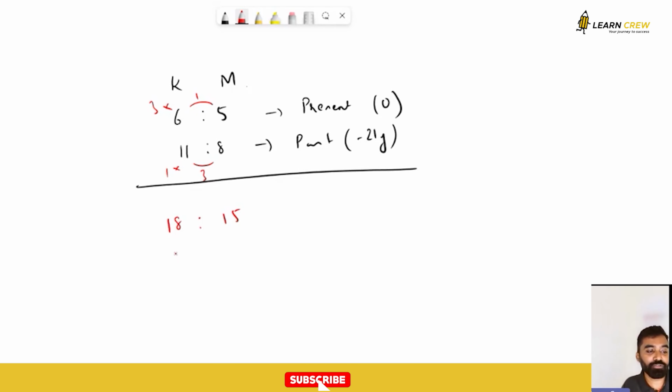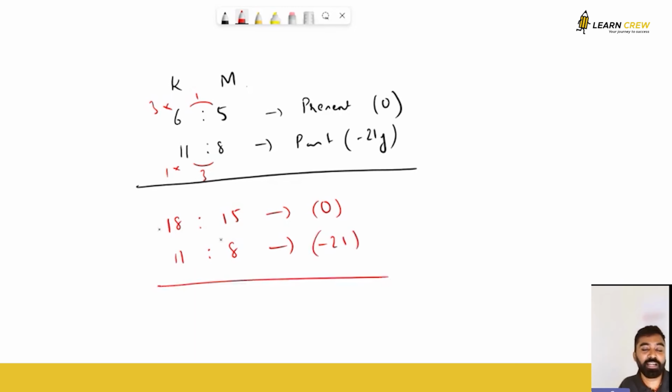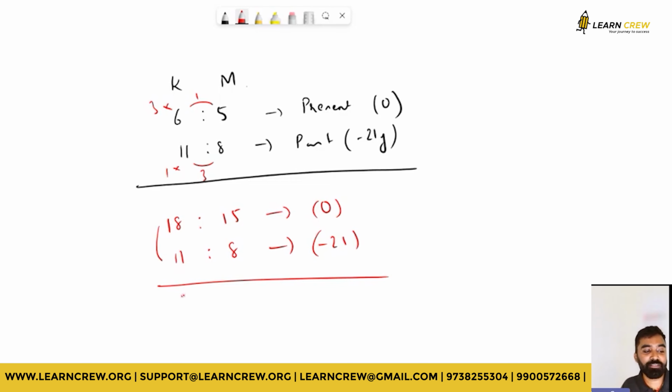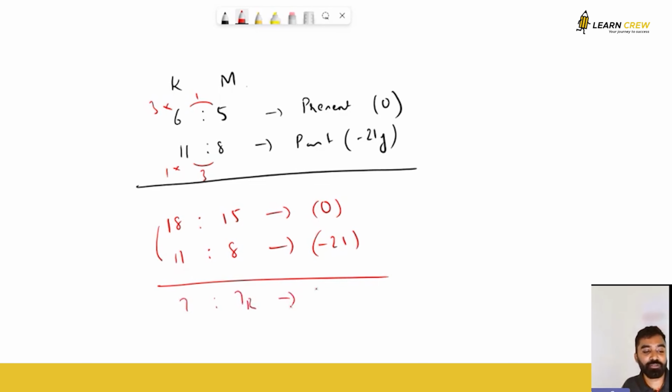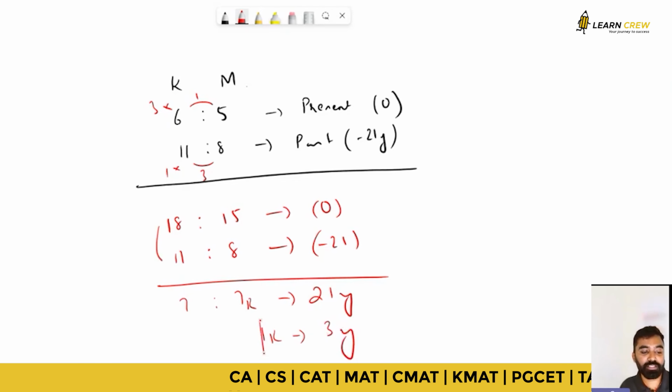So it's going to be 18:15 and 11:8, with minus 21 years. Now the difference is the same. So 18 minus 11 is 7. This becomes 7R equal to 21 years, or a single ratio is 3 years.